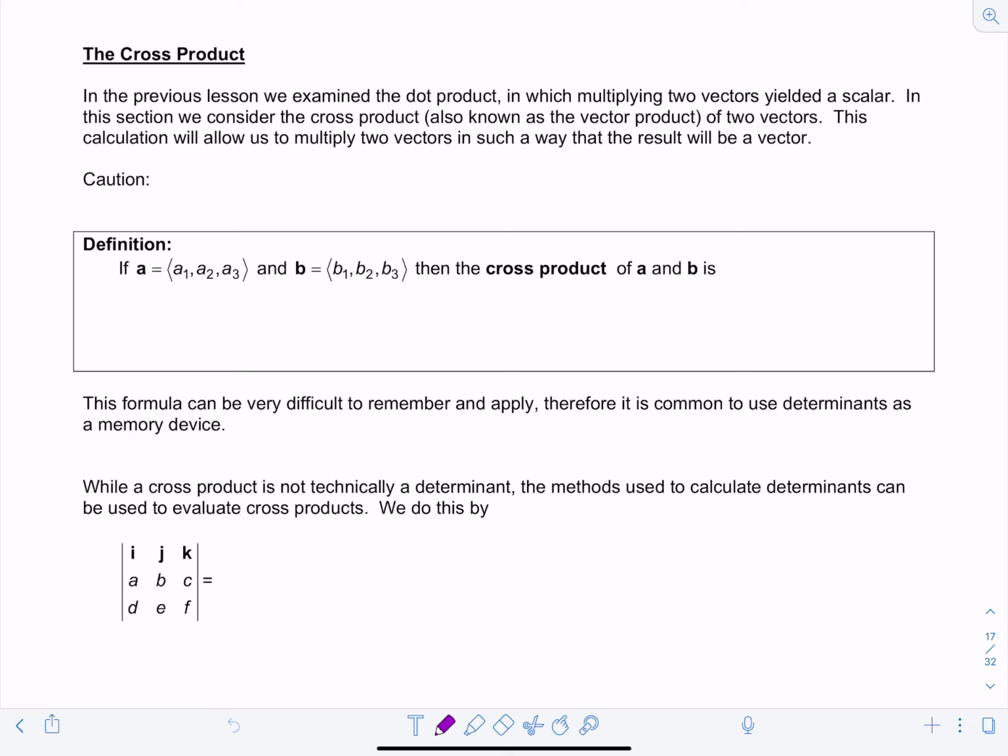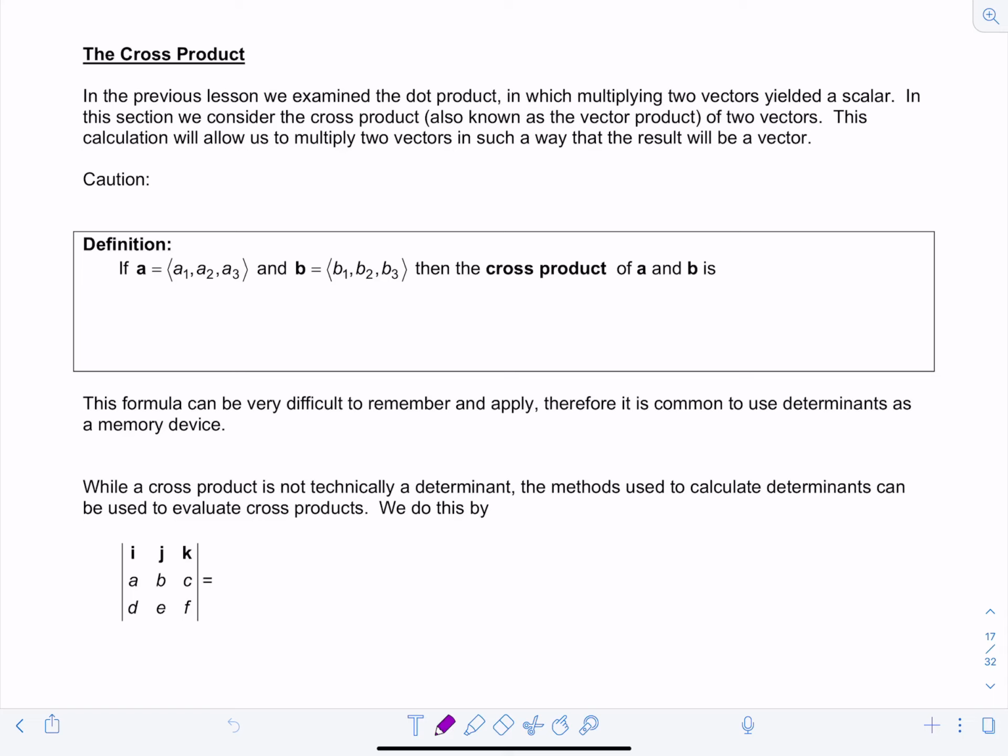So in the previous lesson, we examined the dot product, in which multiplying two vectors yielded a scalar. And in this section, we're going to consider the cross product, which is also sometimes referred to as the vector product of two vectors. This calculation allows us to multiply two vectors in such a way that the result will be a vector, not a scalar quantity.